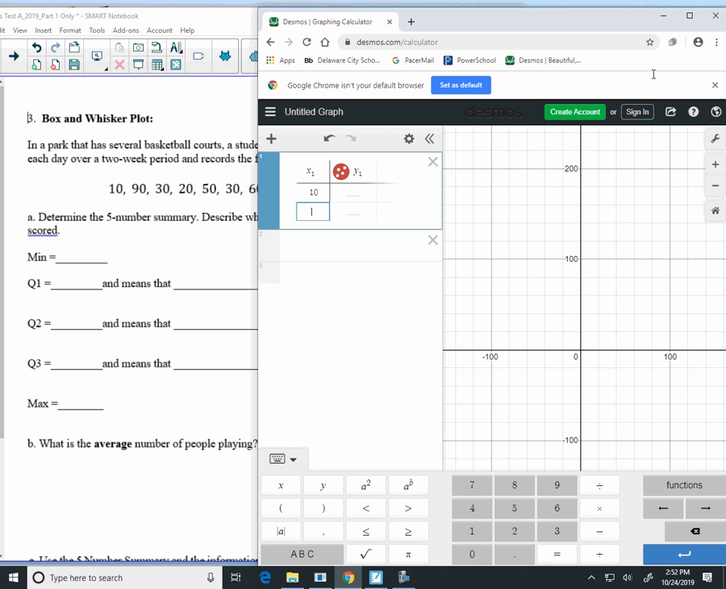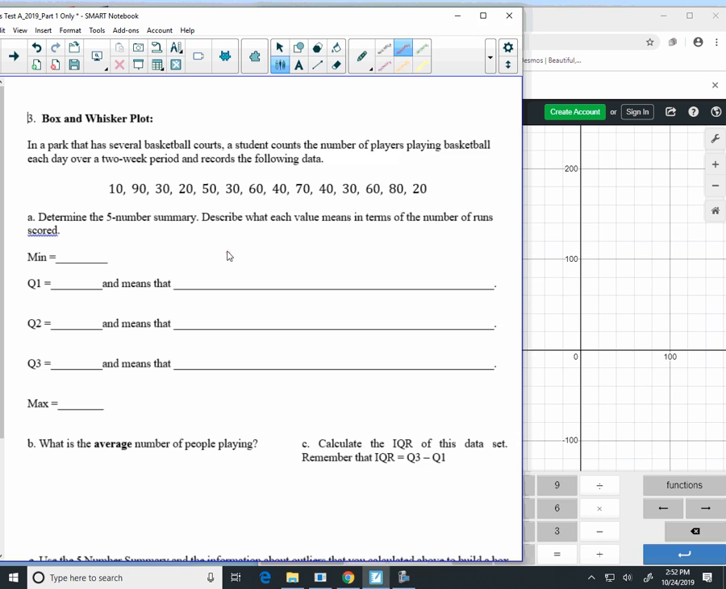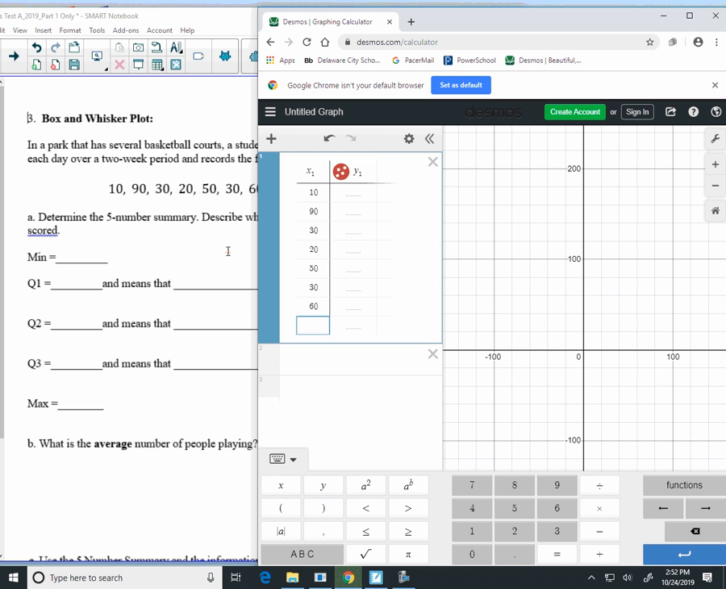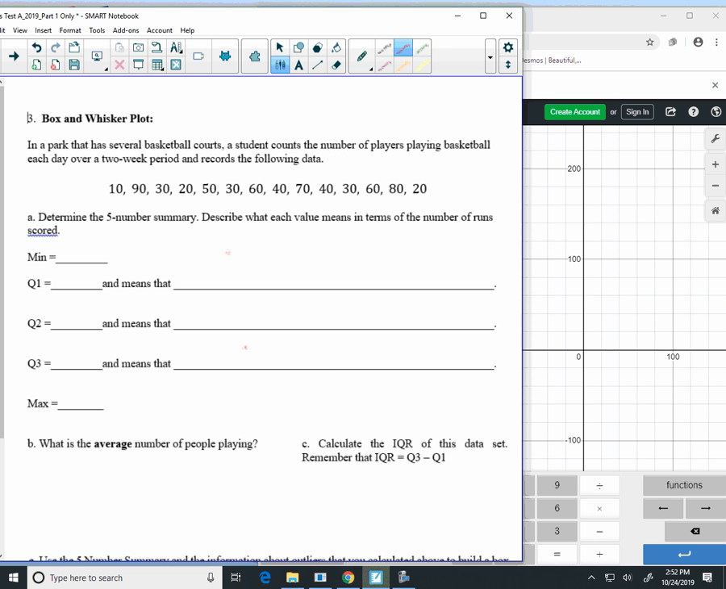So I'm going to put the data into Desmos. I have 10, 90, 30, 20, 30 again, 60, and now I can't see my list anymore, 40, 70, 40, 30, 60, 80, 20.